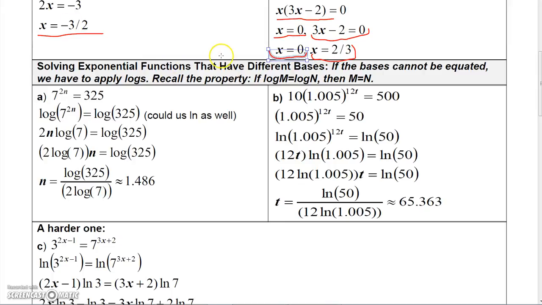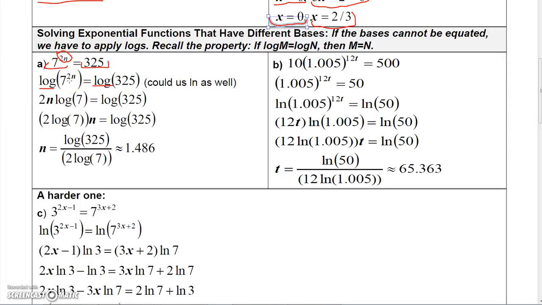But in many cases, we'll have problems where we can't equate the bases. Like here we have 7 to the 2n equals 325. Well, there's no way that I can write 7 and 325 using the same base. So what I'm going to do in order to get this exponent as a factor, I'm going to just take the log of both sides. Now you can use the common log or the natural log here, but I'm going to use the common log. So remember, if m equals n, then the log of m must equal the log of n. That's one of our properties.